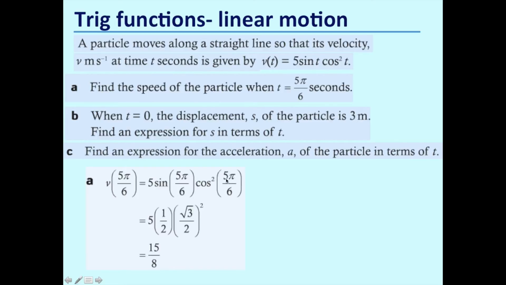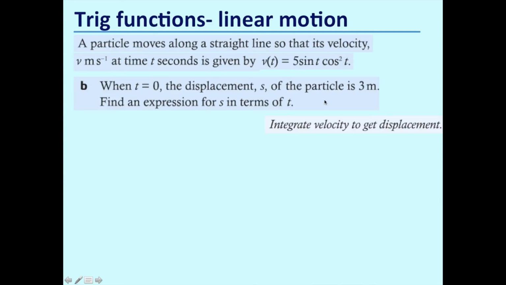However, because it's reflected in the second quadrant, the value would actually be negative. So this should be negative. However, because we square it, it won't matter. We'll still get an answer of 15 over 8. And we are asked to find the speed, not the velocity. So therefore, we just need to be cognizant that we need to take the modulus. So here it won't make any difference, but sometimes it might do. So the speed, therefore, is 15 over 8 meters per second.